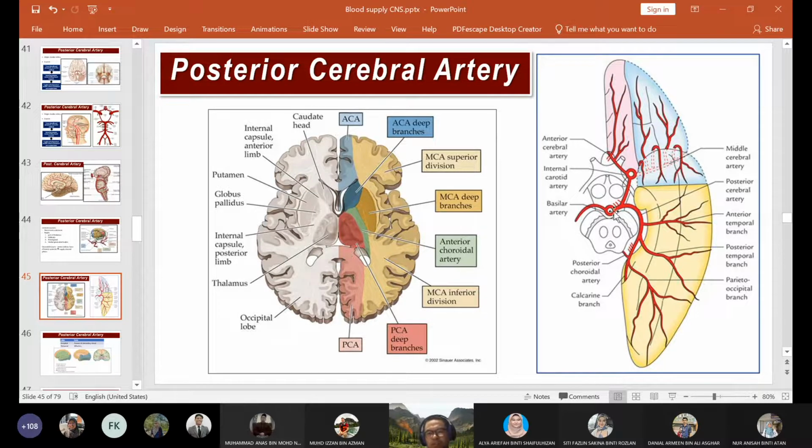This one you can see the posterior cerebral curves to the back. Okay, curve to the back. This is more down. Okay, this one, don't compare here. This one is more inferior, so that's why you can see all these are supplied by posterior cerebral artery, because this is supplying the inferior part.